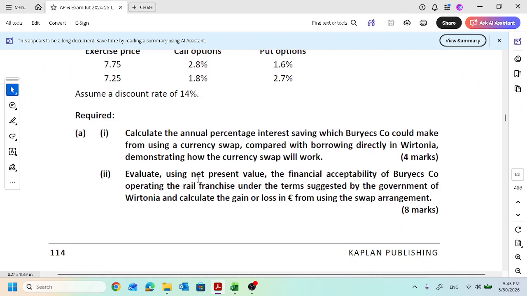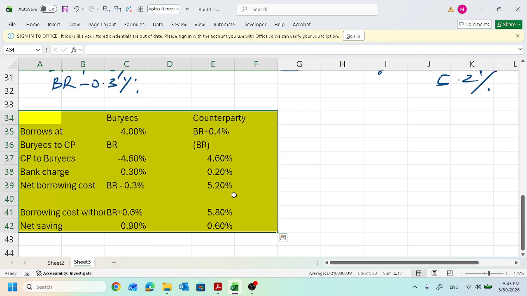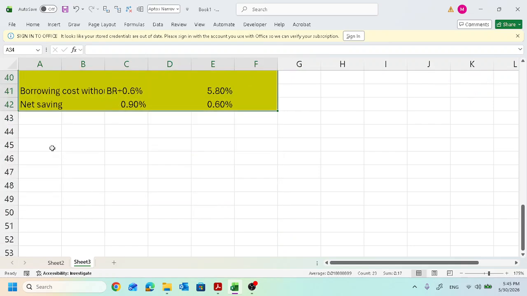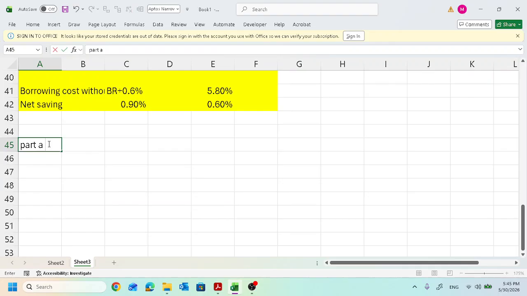Evaluate using NPV the financial acceptability of B company operating the rail franchise under the terms suggested by the government, and calculate the gain or loss from using swap arrangement. Okay, so we are going to see one by one. Part B. Let's write down the cash flows. What are the cash flows you have? You are investing, let's say year 0, 1, 2, 3. 3-year project.